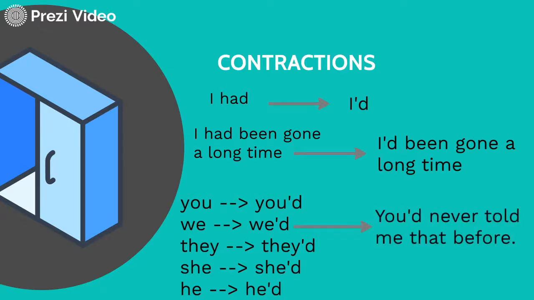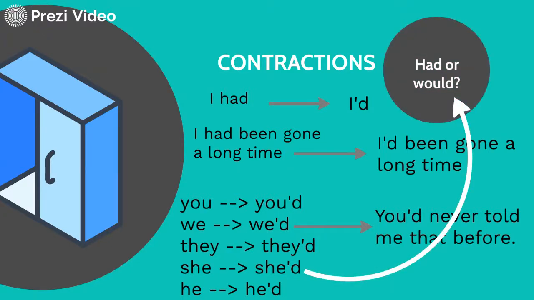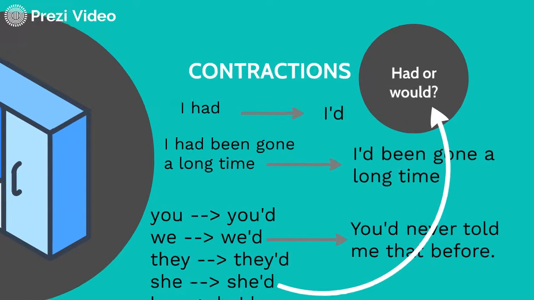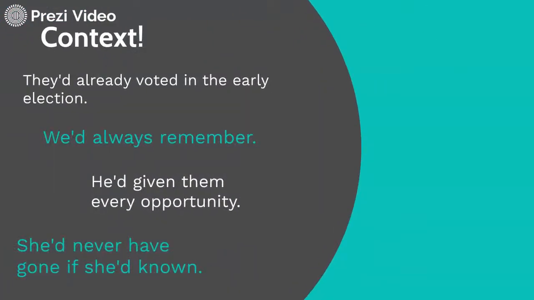You've never told me that before. But how do we know when it's had or would? Because you could say you'd. So once again, it's context. So they'd already voted in the early election. Well, we have a past tense, we have a past participle in there, voted. So that's going to be our perfect tense. They had already voted in the early election.